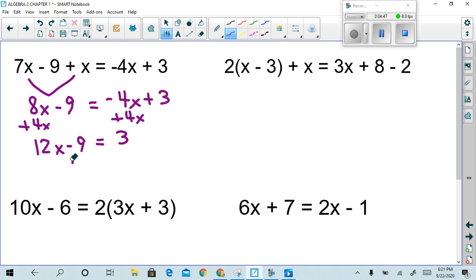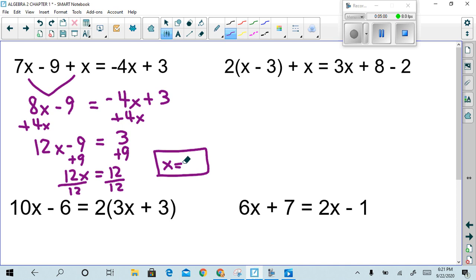Inverse operation tells me to add 9. I'm left with 12x is equal to 12. Divide. Solution. X is equal to 1.